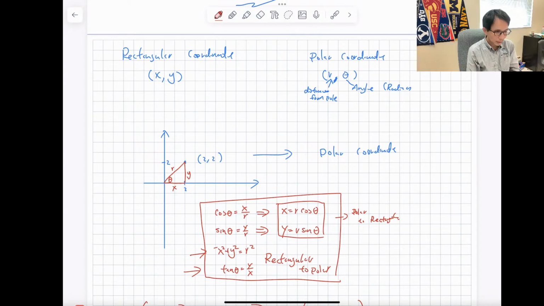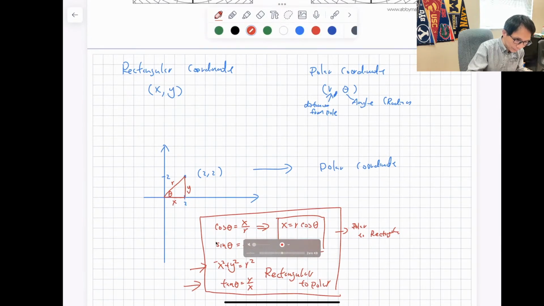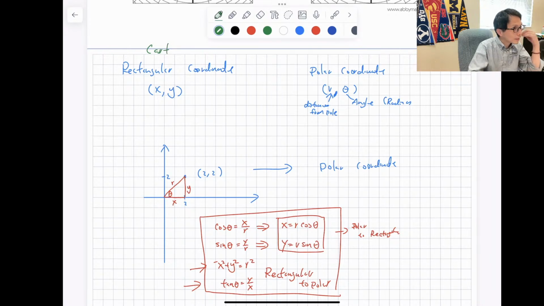Okay, so we have two different types of coordinates. We have a rectangular coordinate, also known as Cartesian. C-A-R-T, how to spell Cartesian? So Cartesian and rectangular are the same. In terms of polar, we usually use Cartesian.